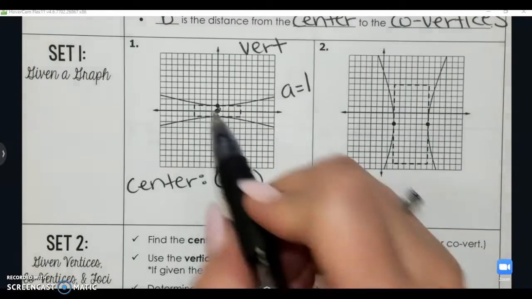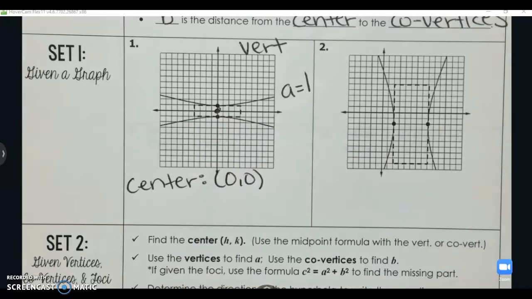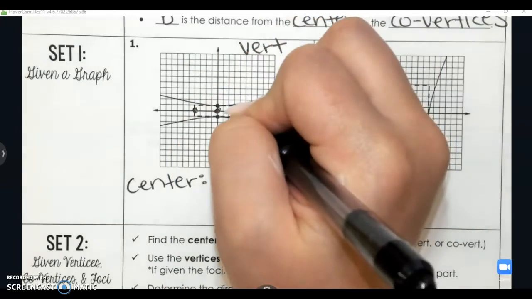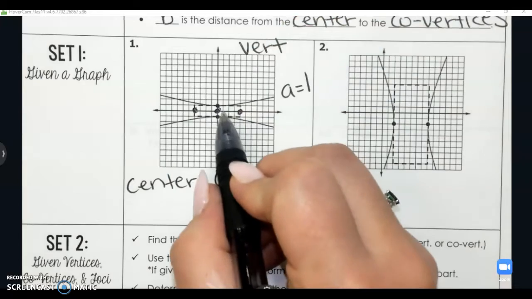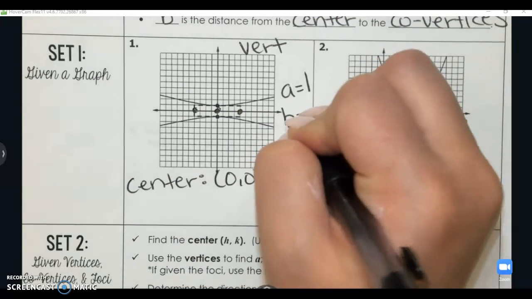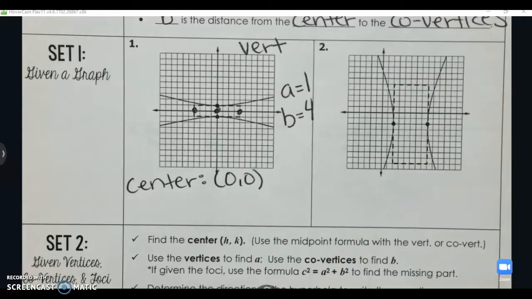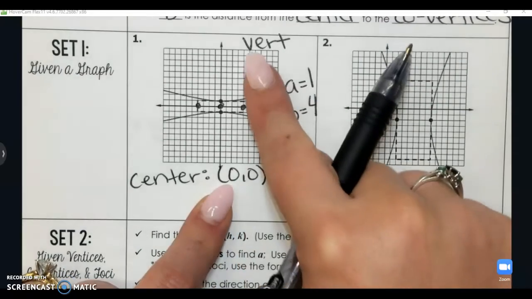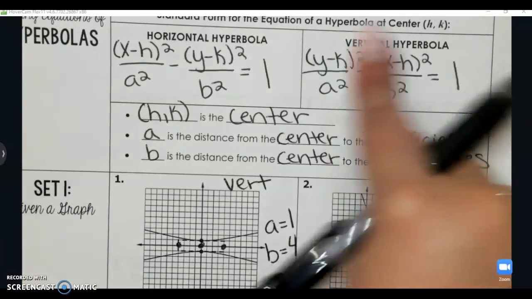Now I need to find b. Well, we're given the outline of our central rectangle, which helps me to identify where my 2 co-vertices are. And if I count, those co-vertices are each 4 away from my center, so that's b. So here's my center, 0, 0, that's h and k. I know a and b. I know it's vertical, so I can plug all that information into my equation for a vertical hyperbola.